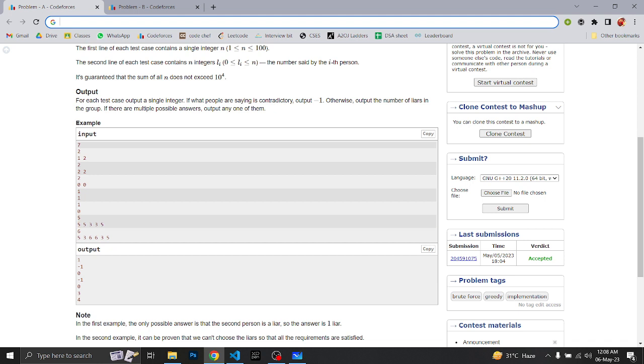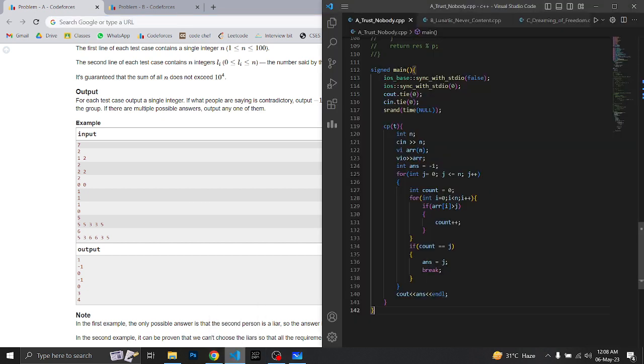So how will we solve this question? It's very simple. We just have to iterate from 0 to n. We will consider that zero people are lying, then one person lying, then two, and similarly we continue. In all the cases we will see whether, if we consider that case, it satisfies our condition or not. Let's see the code.